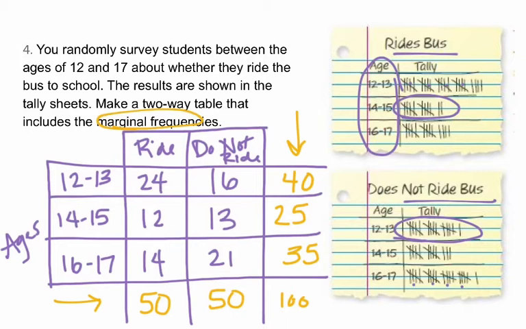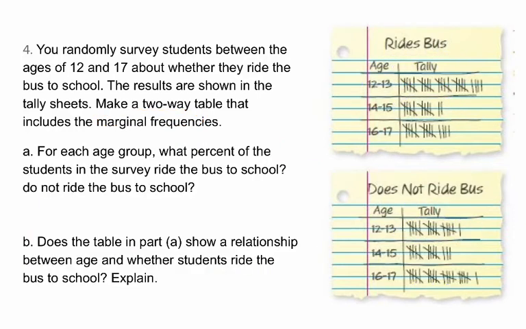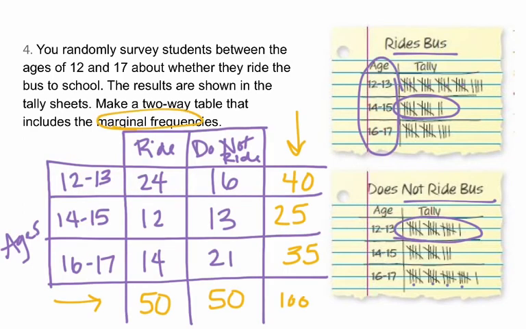All right, hold on to that thought, because what we're going to do now is we're actually going to calculate some percentages. So for the question in letter A, it says for each group, so for each age group, what percent of the students ride the bus to school? What percent do not ride the bus to school? So for each age group, we got to figure that out. Each age group. I keep saying that. You're probably sick of me. But we are looking across the table.